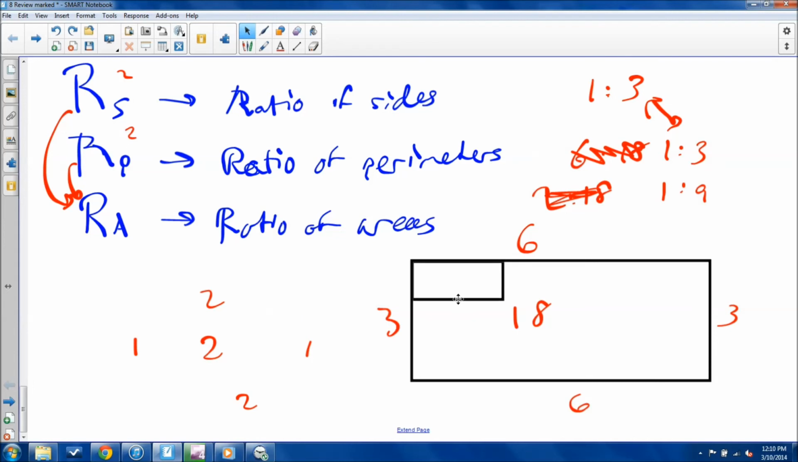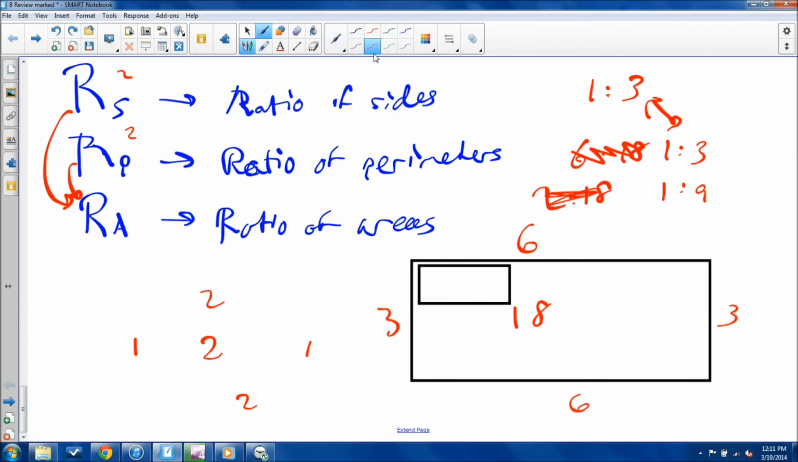Area is different. Here's one area of that small rectangle. 1, 2, 3. I have to move it over. 4, 5, 6, 7, 8, 9. So it takes 9 of these rectangles to cover 1 of the other rectangles. That's why we get a 1 to 9 ratio, and that's where it differs. So ratio of sides and perimeters are both the same. Ratio of areas is the square version of it.